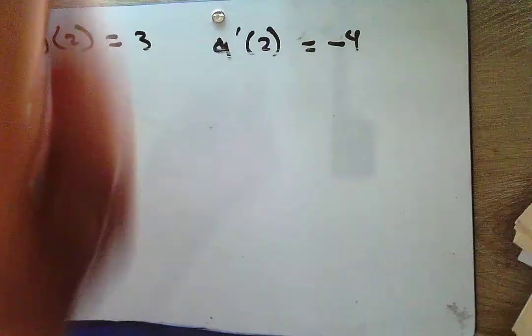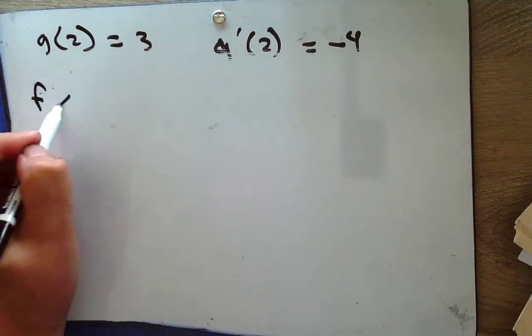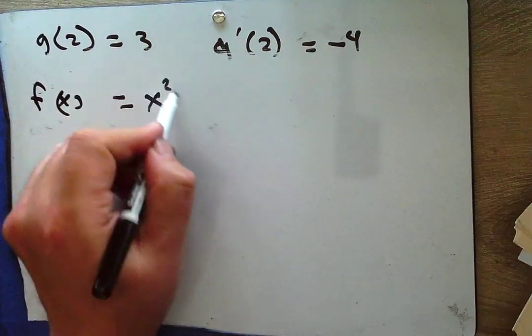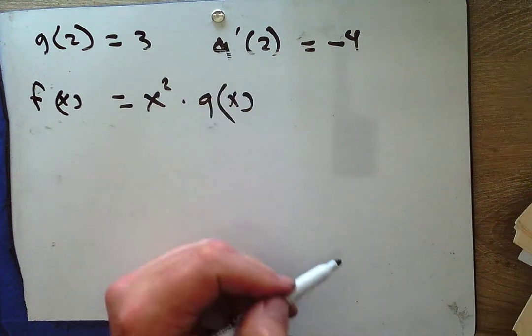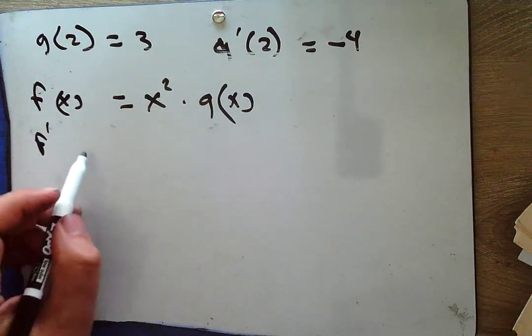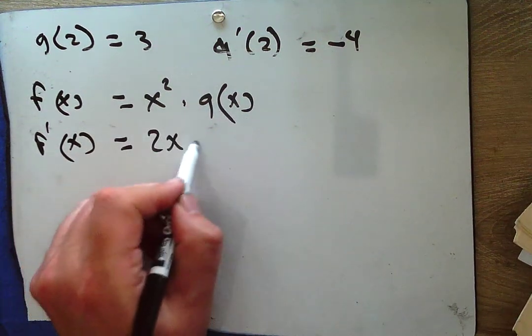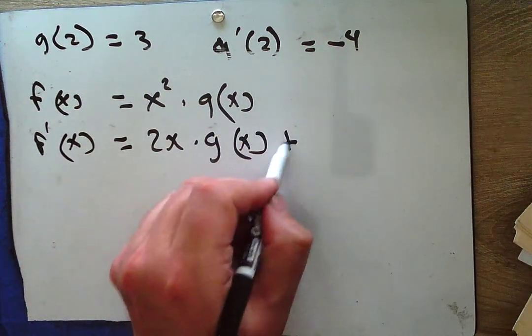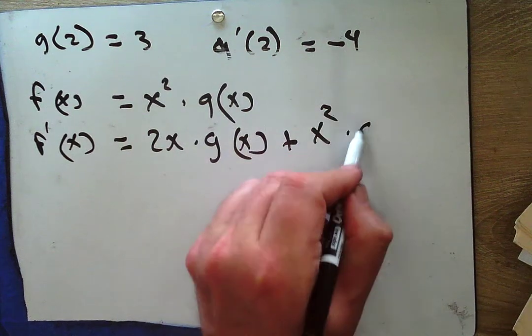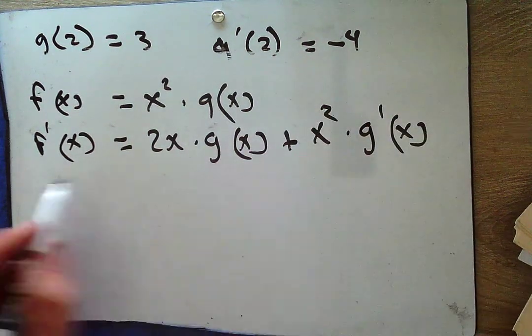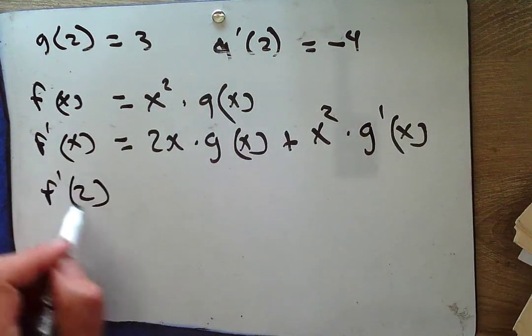Okay, so part C says f of x in this case equals x squared times g of x. Nice. Again, we want f prime of x. This is a product, so I'll use the product rule: 2x times g of x plus x squared times g prime of x. And we want f prime of 2.